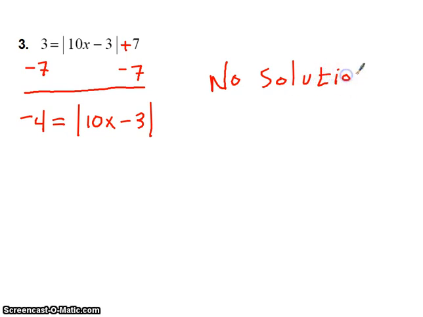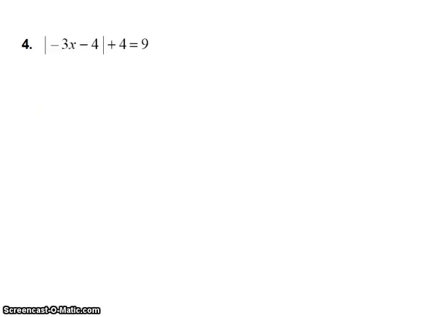So don't get caught writing the inside equal to a plus and a minus 4. We have absolute value all by itself equal a negative number, so therefore there's no solution. Let's move on to the next set of examples.